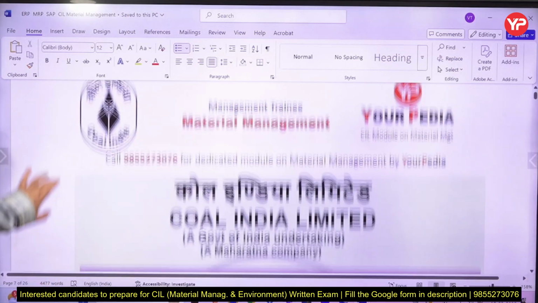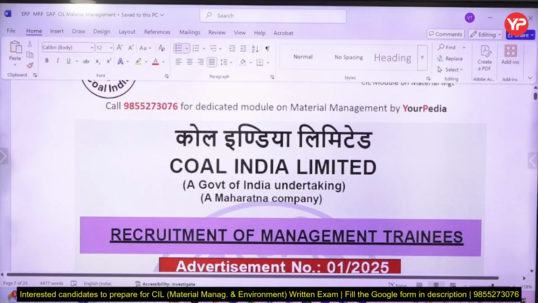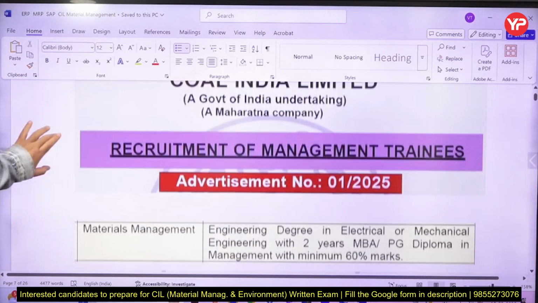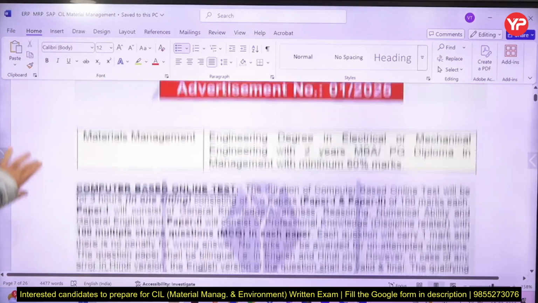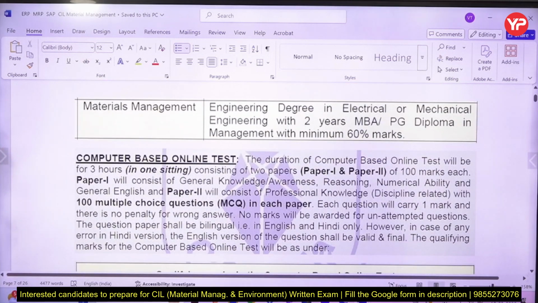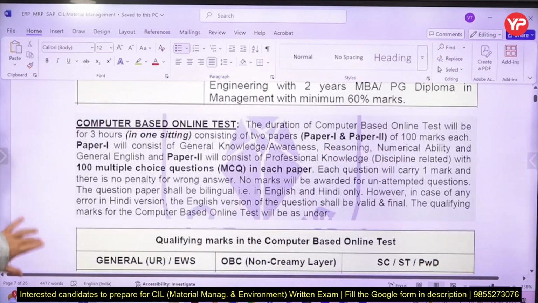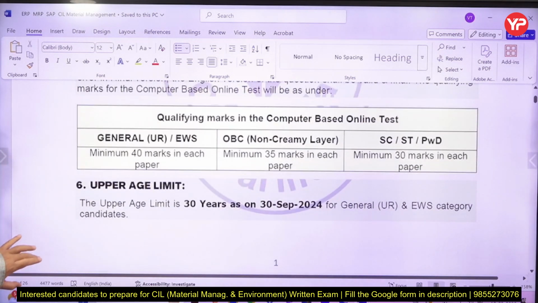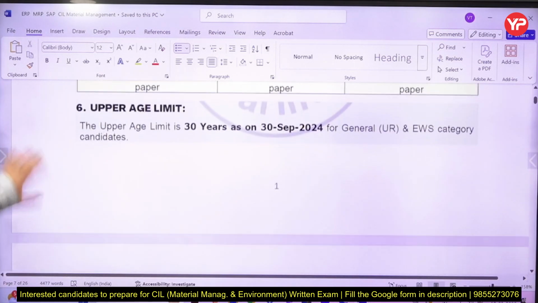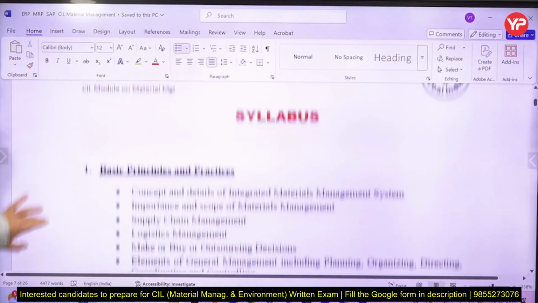So now my today's lecture is related to this very part only. So this is the notification in 2025 of Coal India, and the material management requirement is an electrical or mechanical engineer with 2 years of MBA, and this is something which is required. So you are going to have the exam soon, and minimum you have to score 40% in each paper, and there is an age limit for you. I mean the upper age limit is quite good.